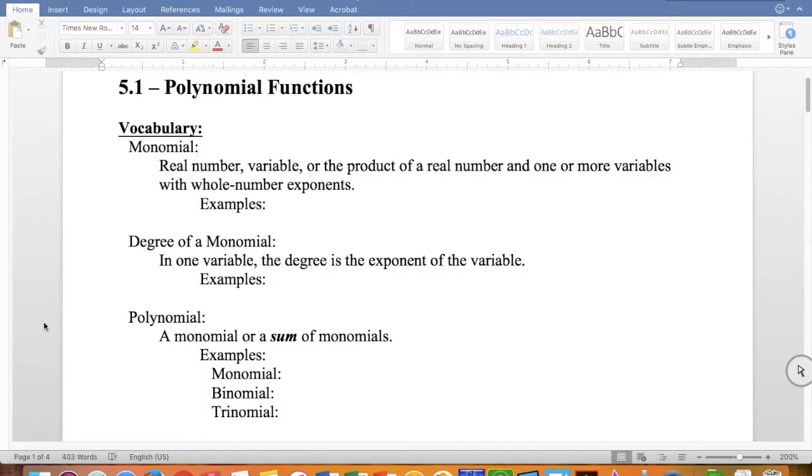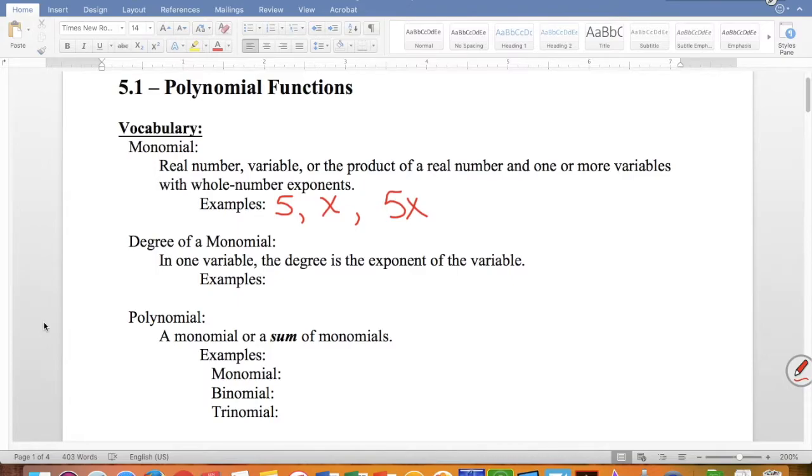So I want to start with the word monomial. Monomial, like the word mono means one. So a monomial is usually a real number, variable, or the product of a real number and one or more variables with whole number exponents. So for example, something like the number 5, that's a constant, that's a real number. Okay, maybe x, that's a monomial, that's a variable, or the product of those numbers.